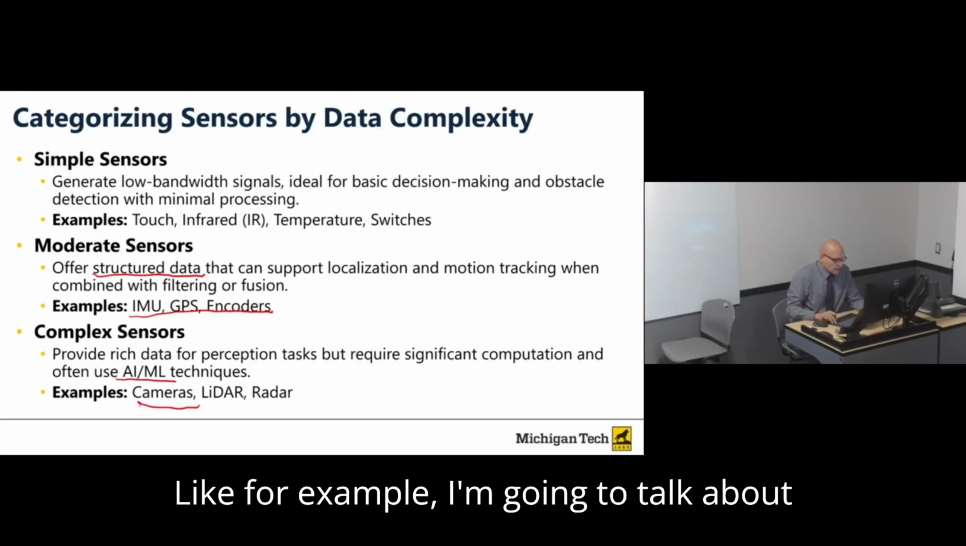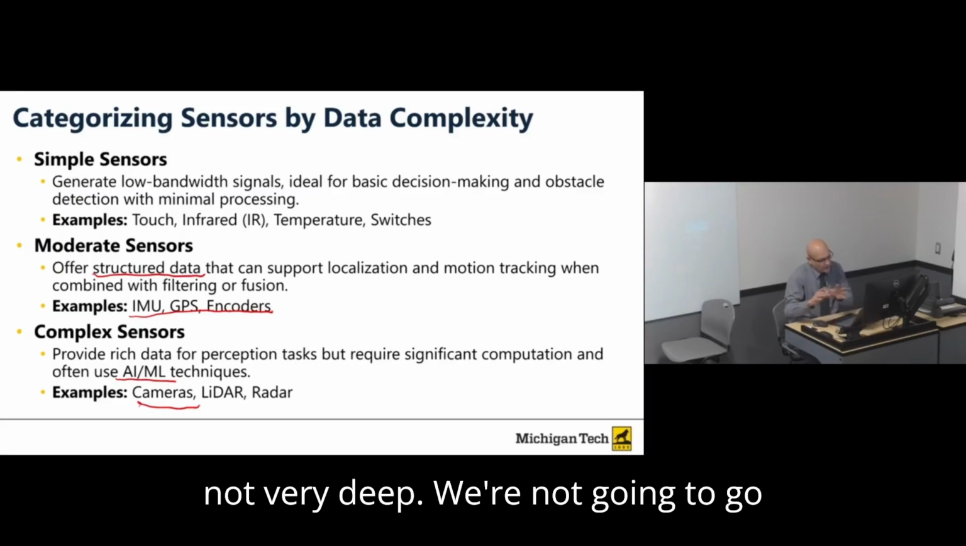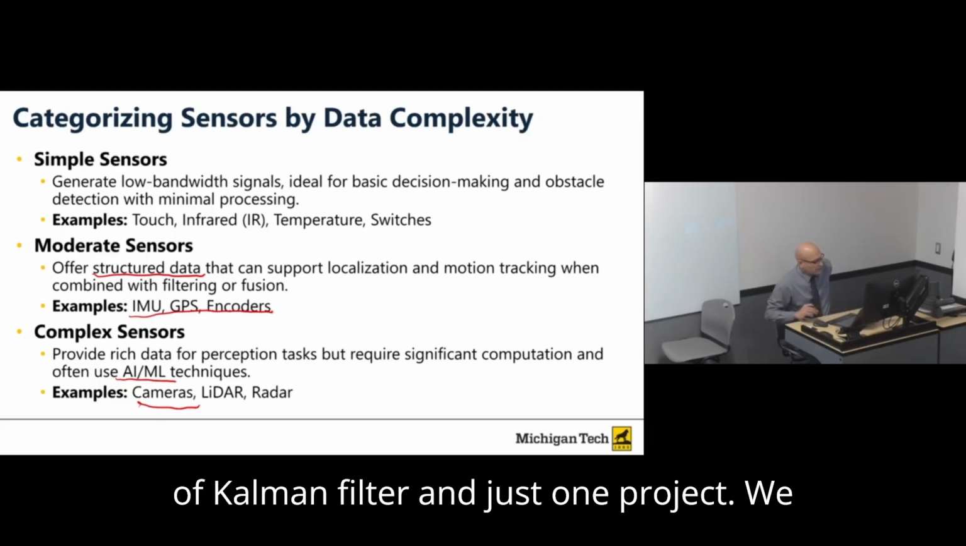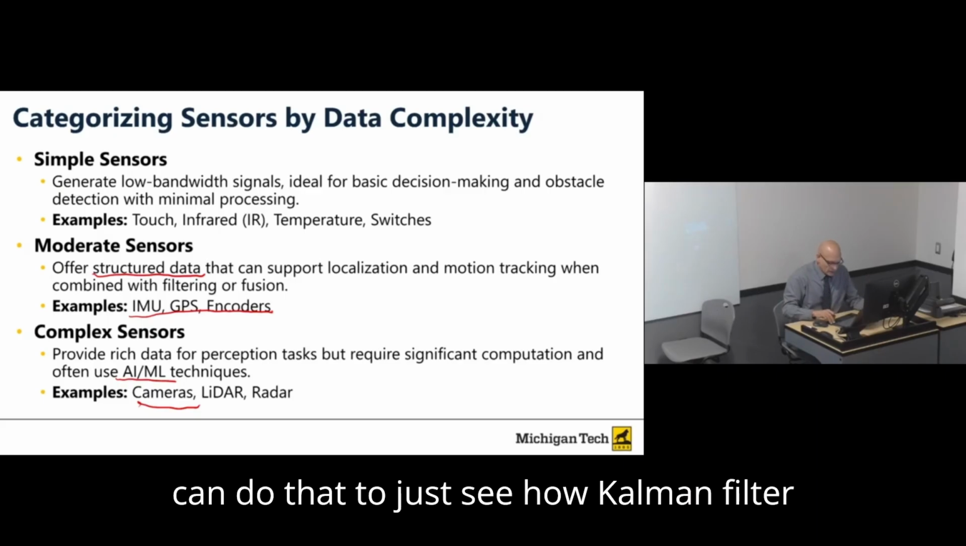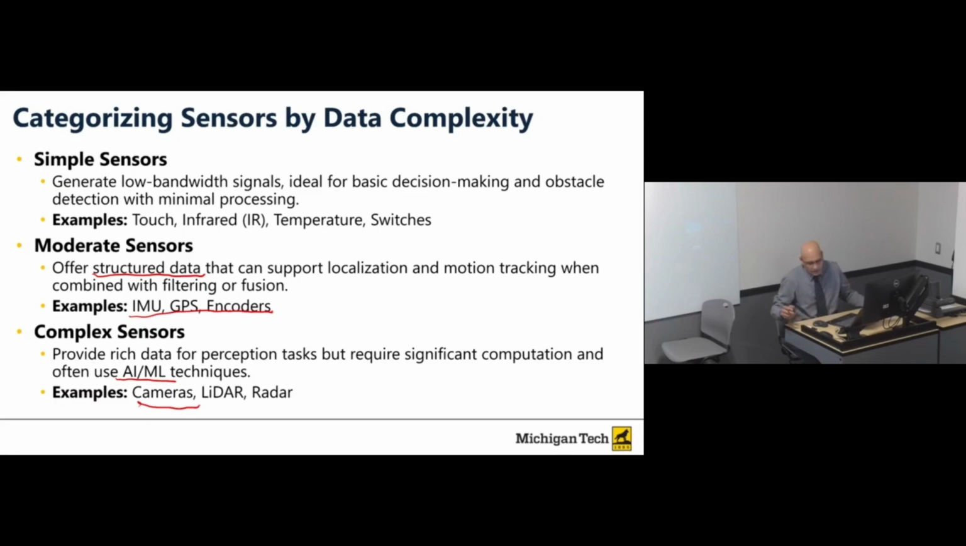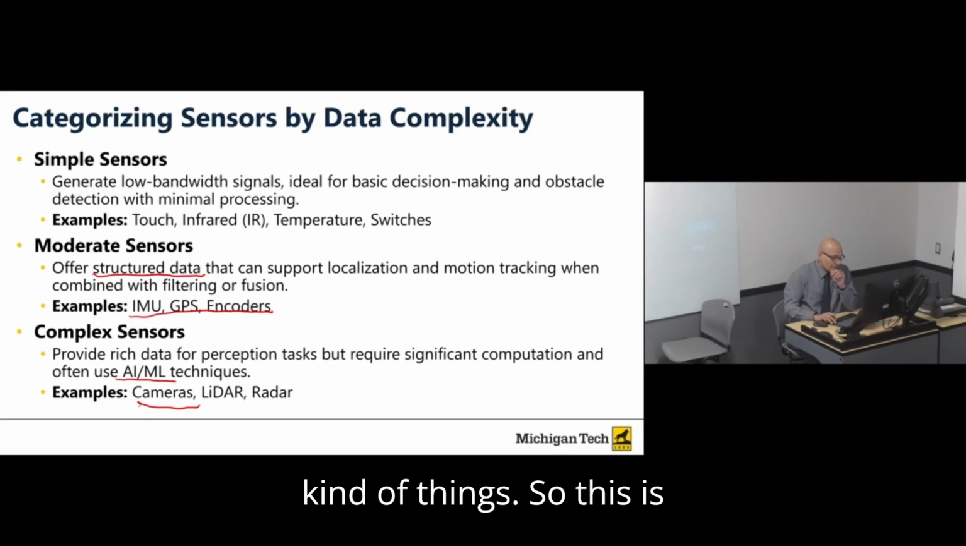Like for example, I'm going to talk about Kalman filter. That's something that's not very deep. We're not going to go deep. We're just going to see application of Kalman filter, and just one project. We can do that to just see how Kalman filter can help to fuse information, to deal with uncertainty and noise and those kind of things. So this is what we want to talk about.